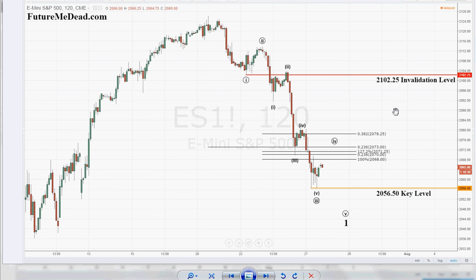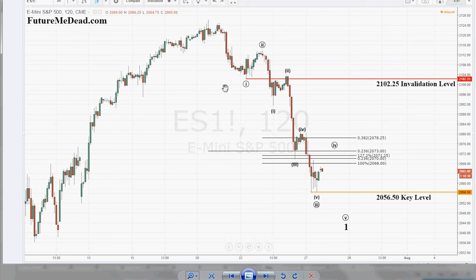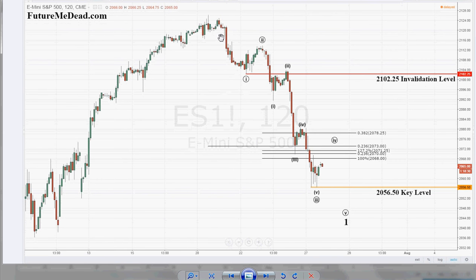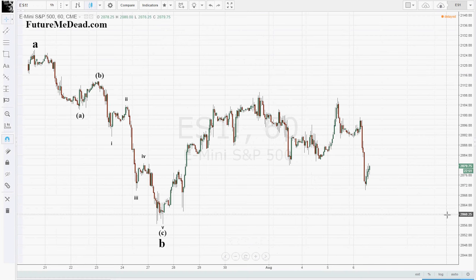The next key level is 2102.25, where we have wave count invalidation. Should wave 4 continue to rise from this low and go above 2102, it would overlap the price territory of wave 1, and we can't have that under the Elliott wave principle. We would have what's called overlap, and we can no longer label this as an impulse wave. It would have to be some sort of correction. So let's move forward to the live chart to update this in real time and see what's going on.